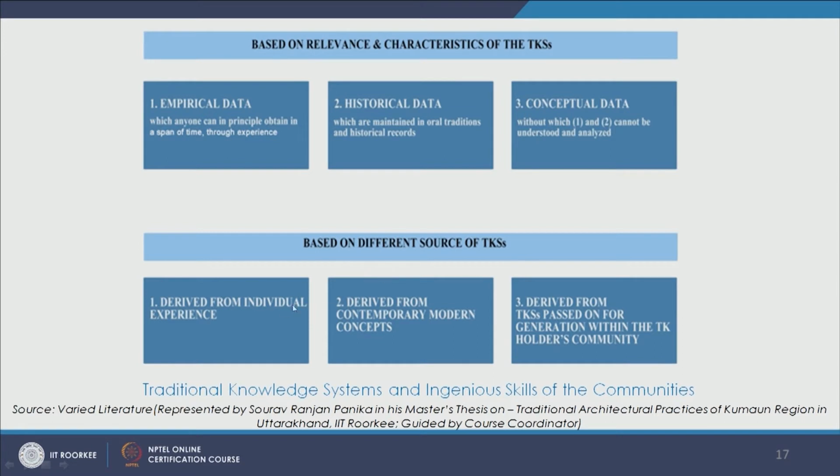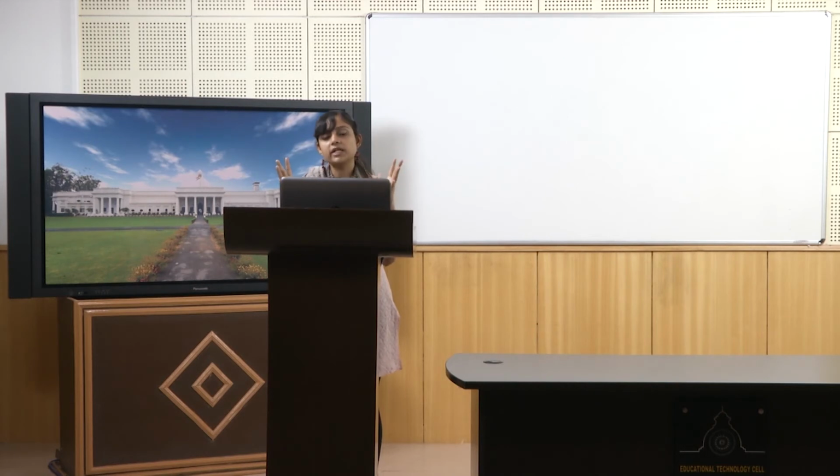And we also try to understand that, based on different sources, traditional knowledge systems could be derived from three different sources: individual experience, contemporary modern concepts, and traditional knowledge systems passed on for generations within the traditional knowledge holders community. So these were some interesting facts and some interesting diagrams which made us understand varied concepts and definitions and meanings of these terms: traditional knowledge systems, indigenous people, community.